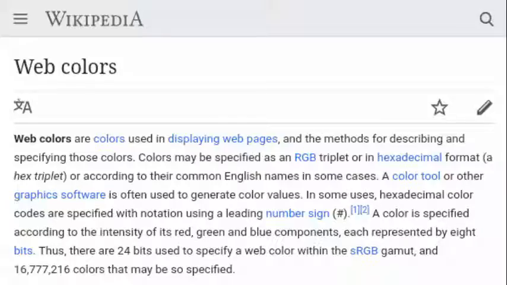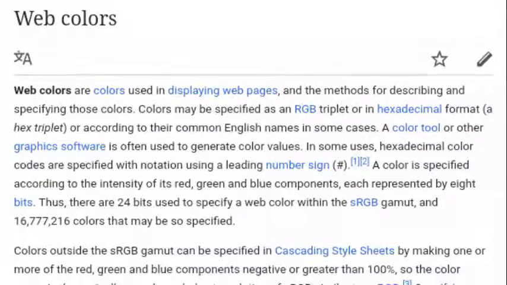And today we are analyzing the rainbow as part of our Rex Arthur art collection. And we're going through this through the web colors. Web colors are colors used in displaying web pages, and the methods for describing colors. Now you can see in this web page there's blue.